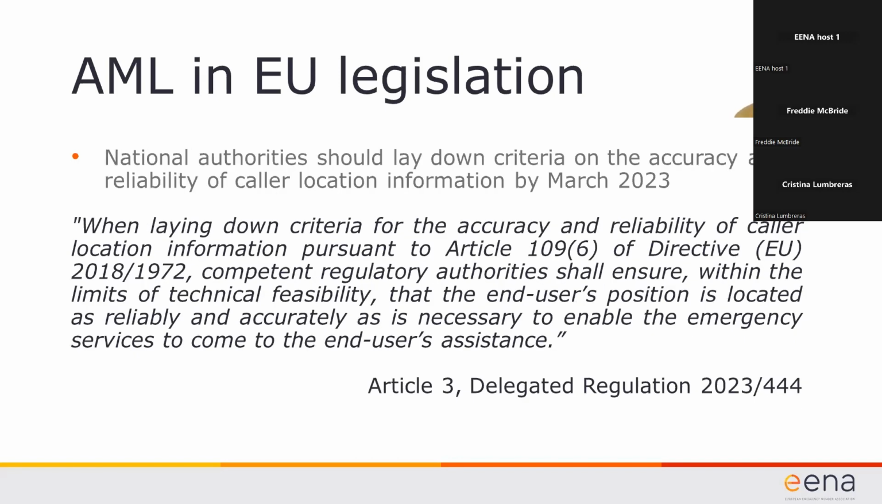And finally, I just want to make one last point about the recent delegated regulation supplementing the European Electronic Communications Code, which asks the national authorities to lay down criteria on the accuracy and the reliability of caller location information. So that includes the different types of location, the networks, but also the handset-derived location information. I know many national regulatory authorities are busy laying down these criteria, and the criteria should basically look like X% of emergency communications should come with a location within X meters. So this is a bit what it will look like. And we will be speaking again about that a bit later today with my colleague, Freddie.